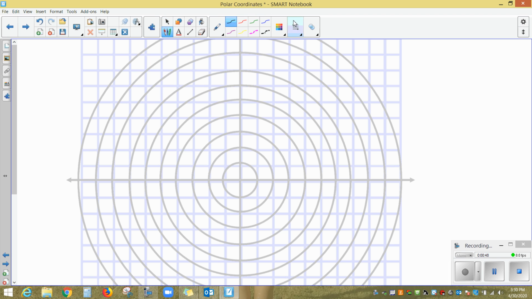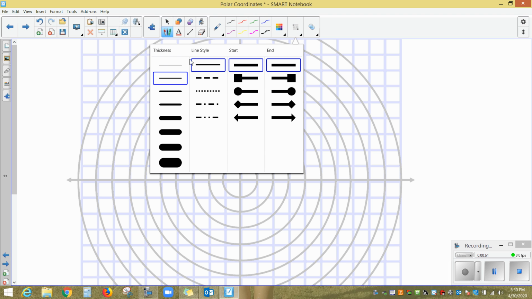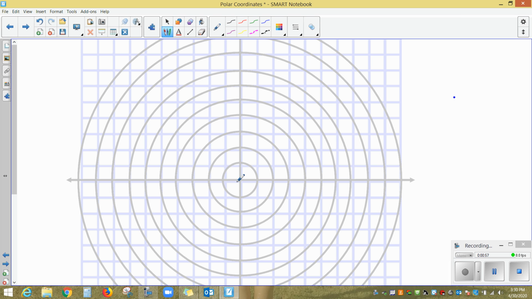So let's say that we have, maybe in blue, maybe I am at 2 and pi over 4 in polar coordinates. And I want to figure out where 2, of course, is my directed distance. And I want to figure out my x and y coordinates for that.